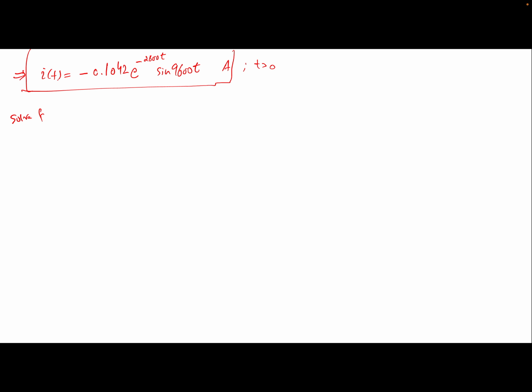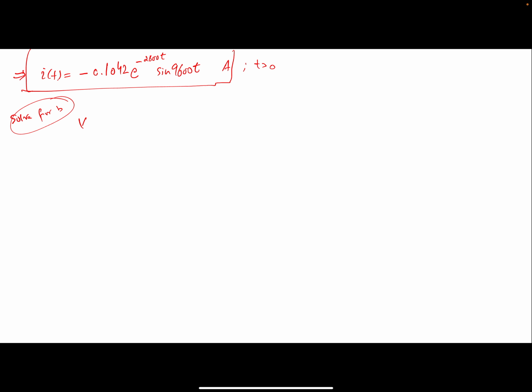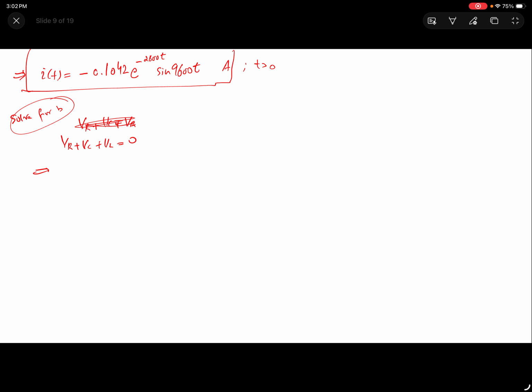So here's the expression for the value of the current. Now let's solve for the b part. The b part asks you to find the capacitor voltage. Interestingly, we can find the value of the capacitor voltage. Again, we can easily use the series circuit. So VR plus VC plus VL should be equal to 0. So you can easily find the capacitor voltage equals minus R times i minus L di by dt. So what you can do is find the derivative of this equation and replace it back into this equation.